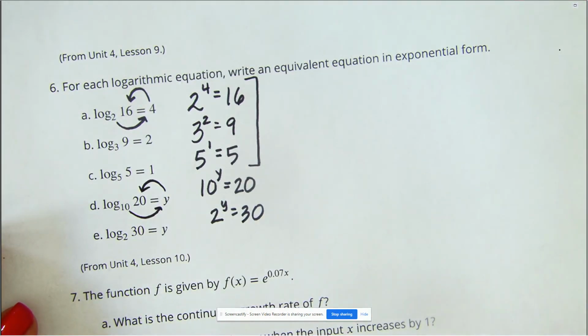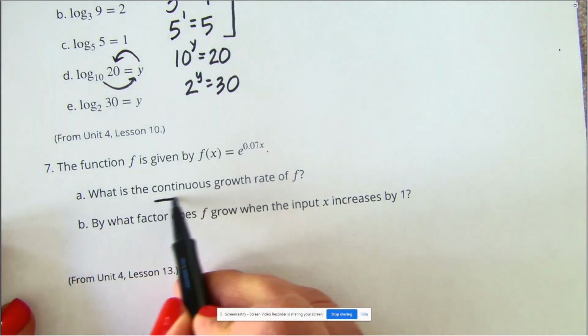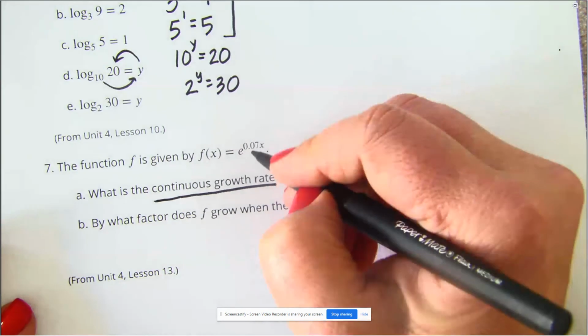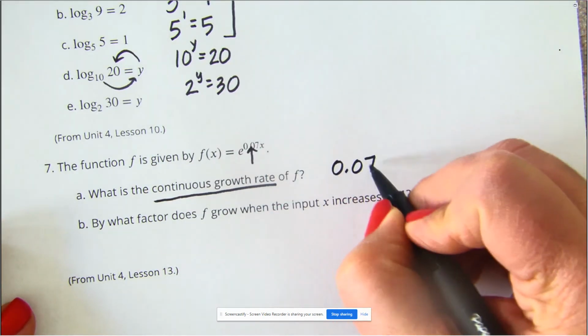All right, last one, number 7. The function f is given by f of x equals e to the 0.07x power. What is the continuous growth rate? When we use e, the growth rate is right there. So the growth rate is 0.07.